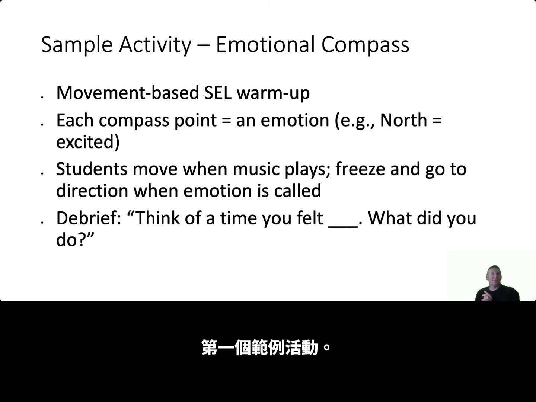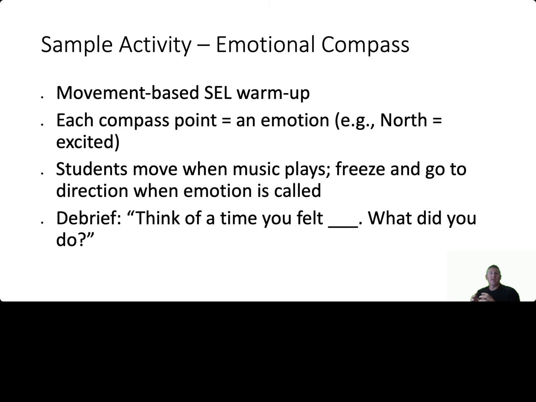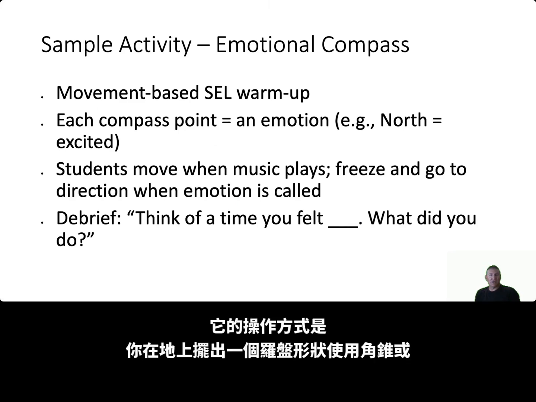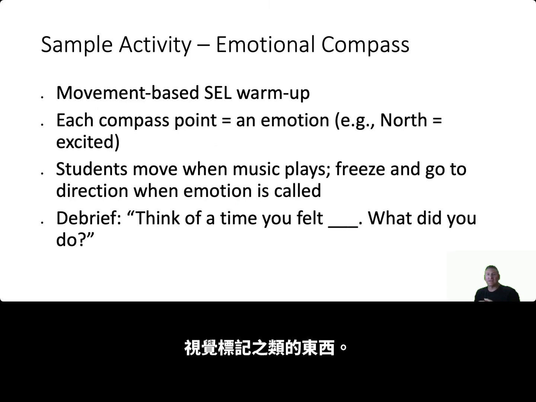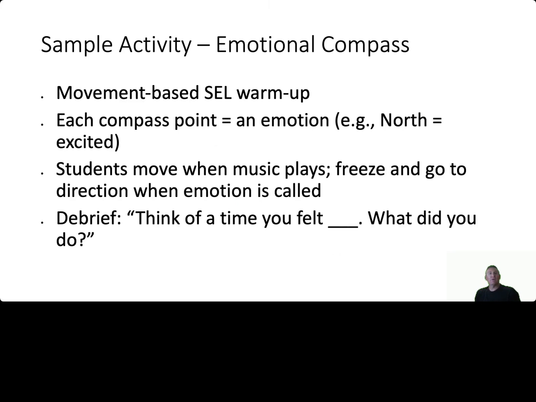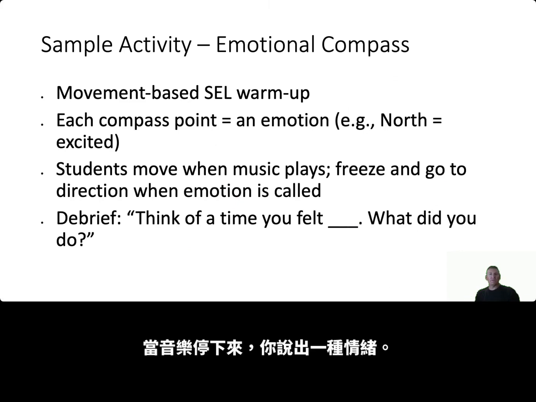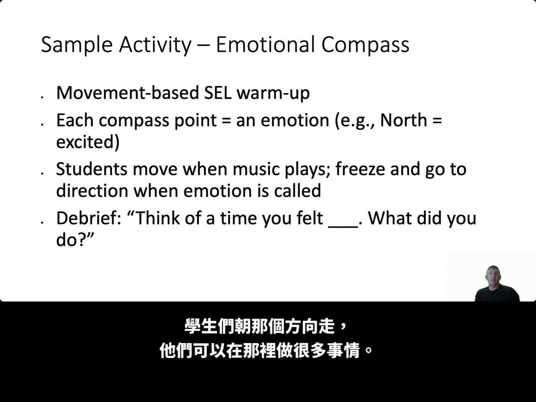First sample activity. This is one of my favorite warm-up games, the emotion compass. How it works is you set up a compass shape on the floor using cones or visual markers. Each point represents a different emotion. North might mean excited, south is calm, east is frustrated, and west is proud. So play music while students move around freely, and when the music stops, you call out an emotion. Students go in that direction, and once there, they can do a number of things.